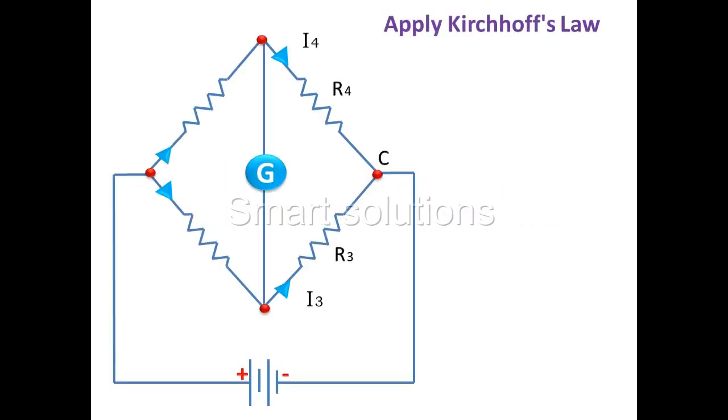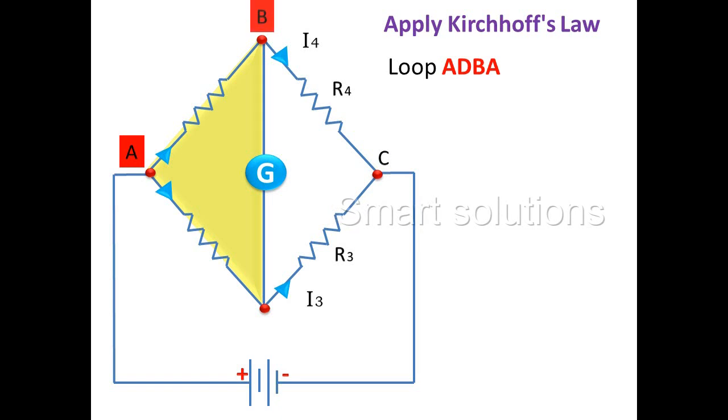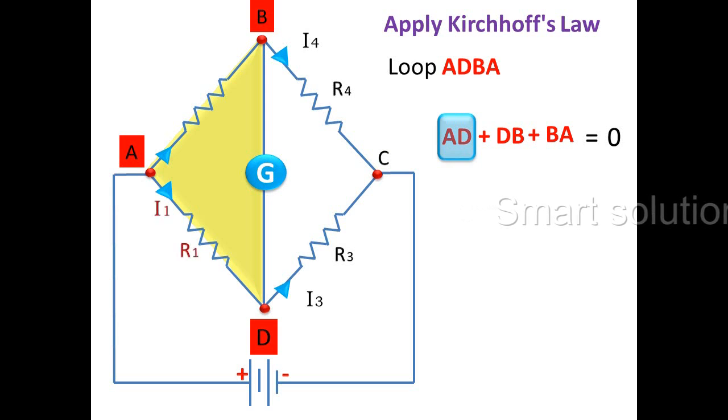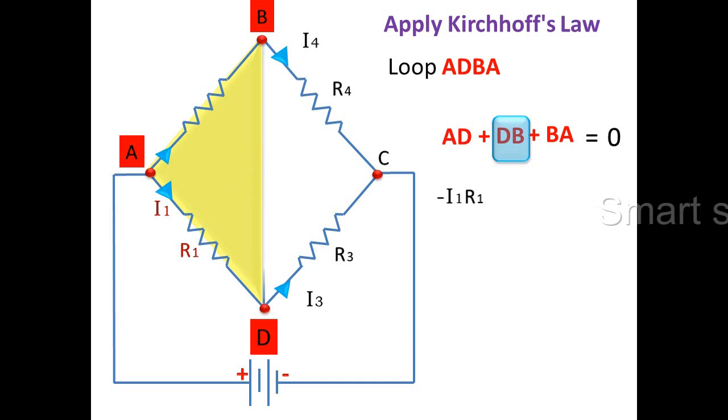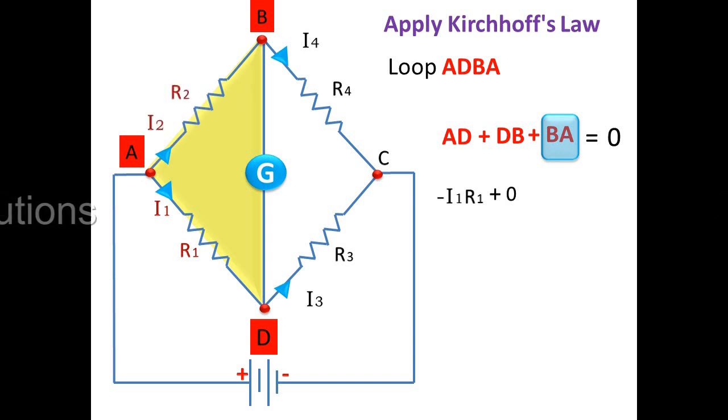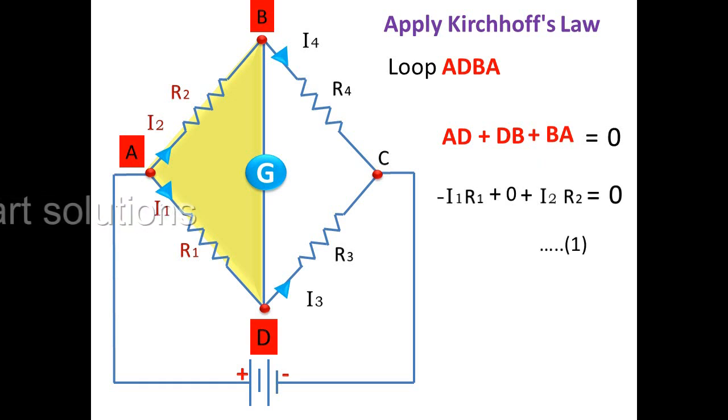Kirchhoff's law. Let's apply Kirchhoff's loop rule to the closed loop ADBA. The algebraic sum of changes in potential around any closed loop is 0. Minus I1 R1. Here the minus symbol is used because the current is in the anti-clockwise direction. Minus I1 R1 plus 0 plus I2 R2 is equal to 0. Let's call this equation 1.